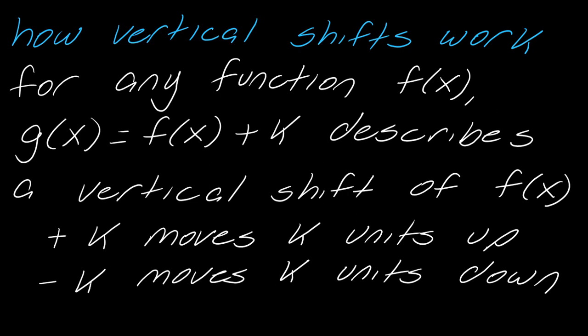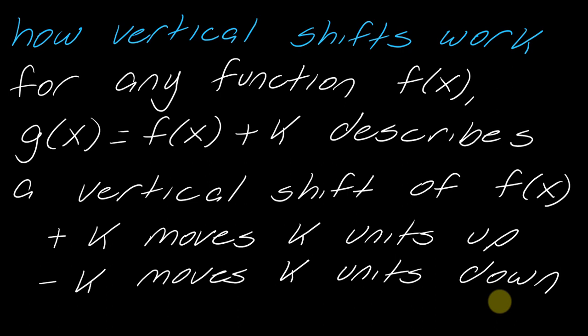Okay, so if we want to just talk about then how vertical shifts work. So you have some function f of x, then g of x, if g of x equals f of x plus k, so k is like adding something to the outside of the function. This describes a vertical shift of f of x where plus k moves k units up, so the function will move k units up, and minus k moves k units down. We'll move the function k units down.